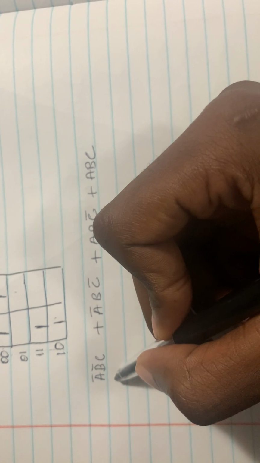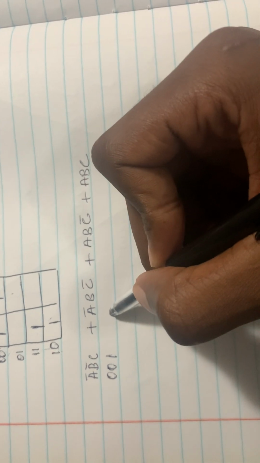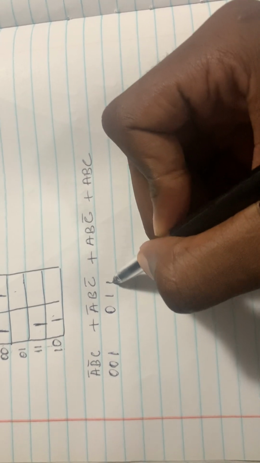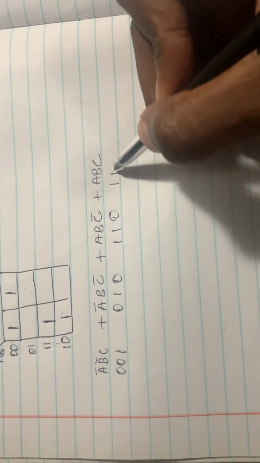As I have explained, it will be a 0 because there is a NOT gate here, so it's A bar, so it will be 0. It was a 1, so it will be 0 here, and here it's 0 and it's 1 here. So it's 0 0 1, it's 0 1 0, it's 1 1 0, and it's 1 1 1.